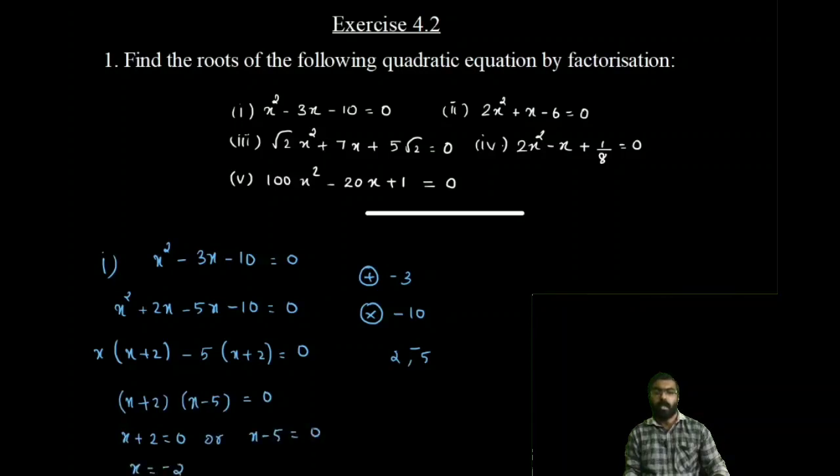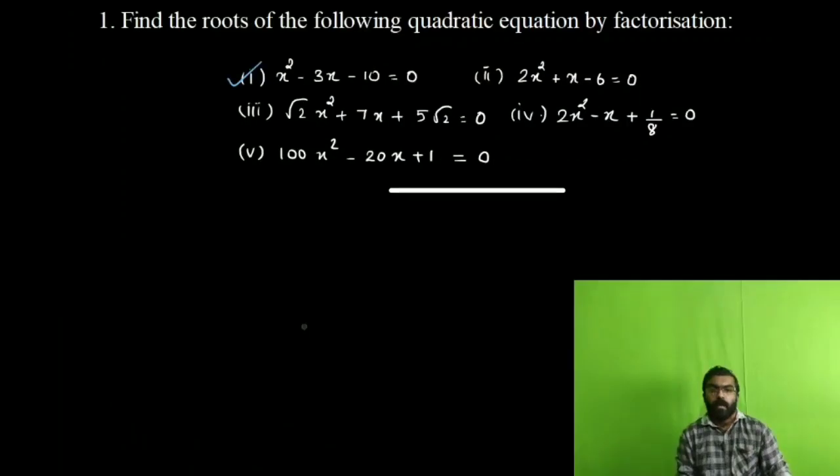That is x equal to minus 2 or x equal to 5. These are the roots of the given quadratic equation. Is it clear? Now we move on to the second question. Here the second one is 2x square plus x minus 6 is equal to 0.